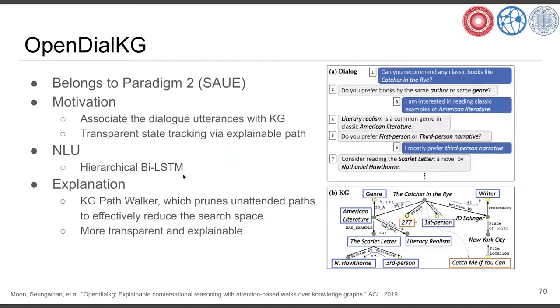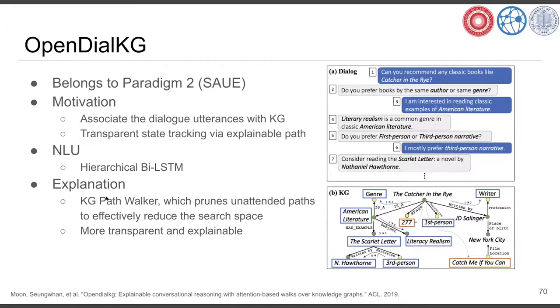Another work is the Open-Ended Dialogue KG, a corpus we call Open Dialogue KG, that has been accepted by ACL 2019. In this work, the dataset is not originally designed for the conversational recommendation task. It's an open-domain chat. By associating the dialogue utterances with the KG entities, it is easy to predict the next entities given the existing dialogue context through the attention-based graph path decoder.